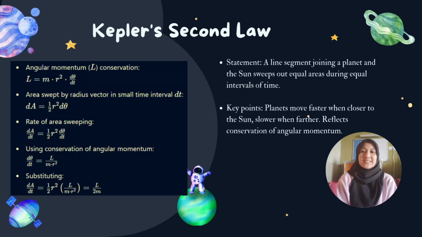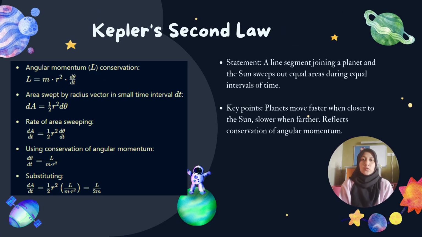Kepler's second law tells us that a line segment joining a planet and the sun sweeps out equal areas during equal intervals of time. This indicates that planets move faster when closer to the sun and slower when farther away. This law reflects the conservation of angular momentum, given by L equals m r squared dθ/dt.